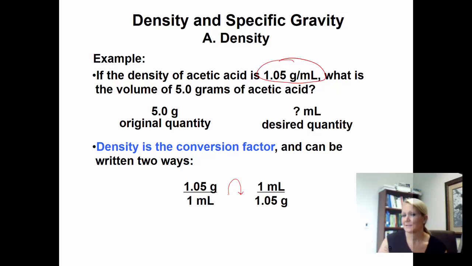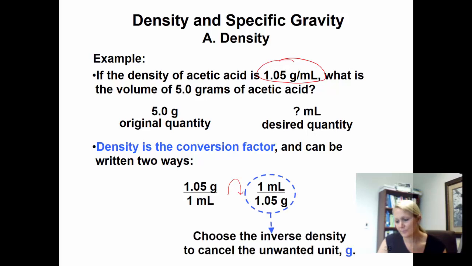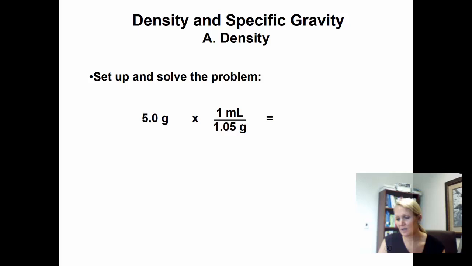And guess what? Exactly like we've been seeing, you're going to make your units cancel. So that's how you plug it in. You plug it into the equation to make your units cancel. We're going to have to use the inverse density here, because if you set up the problem to solve, 5 grams, that's what we're given. This is our given. You need to cancel with grams in the denominator. Therefore, we have to put that 1.05 on the bottom and 1 milliliter on top.